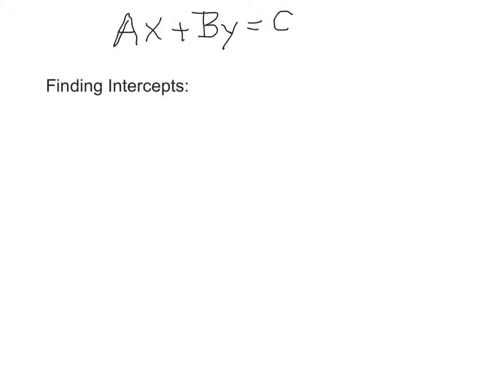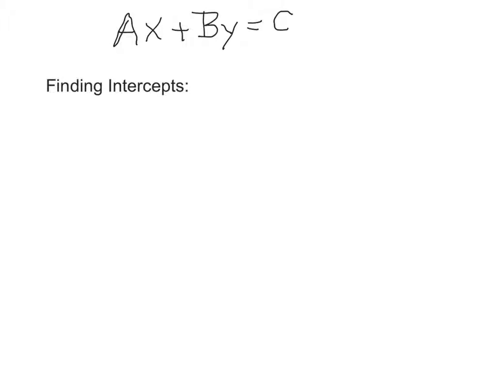Now, the graph of any first-degree equation in two variables is a straight line. What do I mean by that? I mean that any equation in the form ax plus by equals c, where a, b, and c are numbers, is going to graph as a straight line. This form of the equation is referred to as the standard form. So ax plus by equals c is referred to as the standard form.